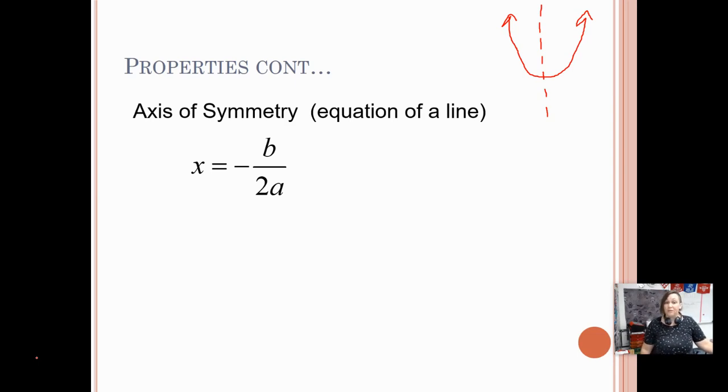All right, so you'd plug in your b and your a, and you would simplify. And your final answer for the axis of symmetry, again, needs to be an equation, x equals a number. So make sure that you're writing your answer in the correct format.